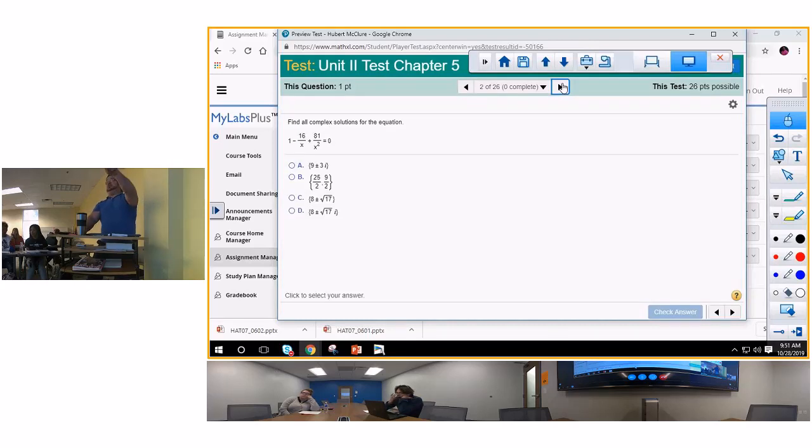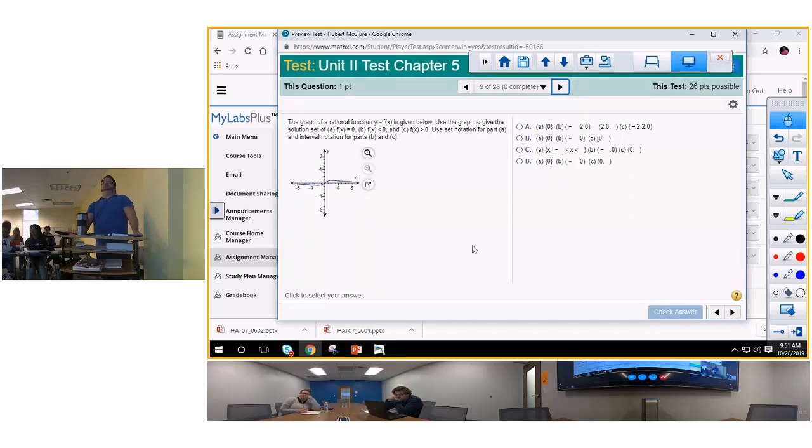Okay, we did this one in class. What are you supposed to do? Just multiply through by x squared. We did that in class. So write down, notebook. That number 1 right there is in your notebook.